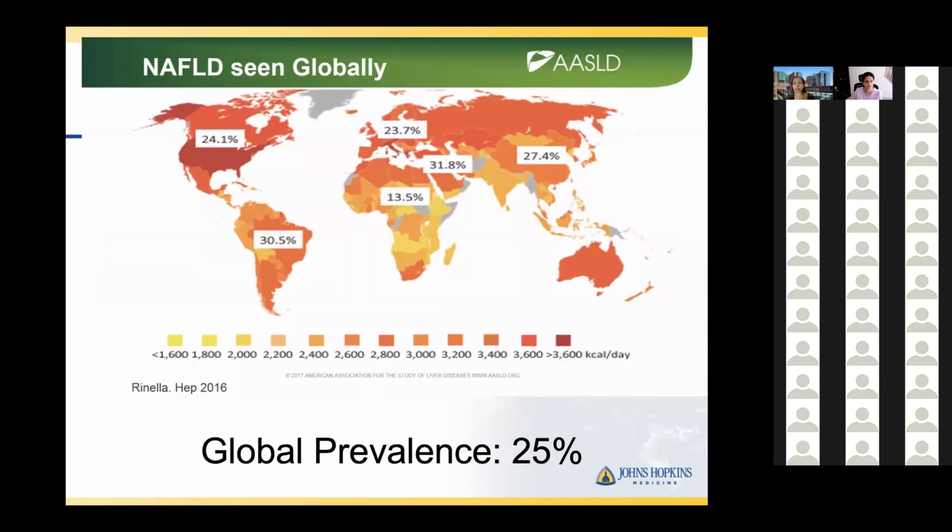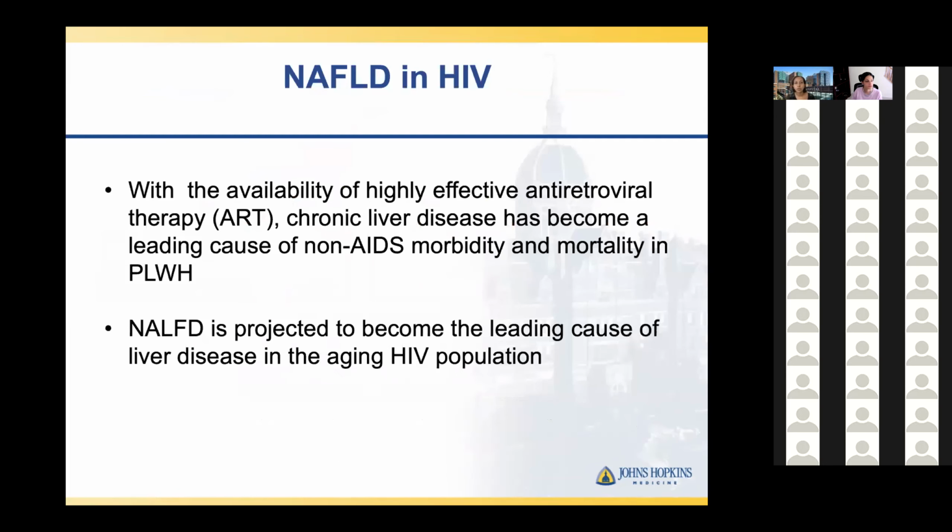NAFLD is the most common cause of liver disease worldwide. So the global prevalence is 1/4 of the world's population. So it's a tremendous pandemic worldwide. With the availability of highly effective ART, chronic liver disease has become a leading cause of non-AIDS morbidity and mortality in people living with HIV. And NAFLD is projected to become the leading cause of liver disease in the aging HIV population.